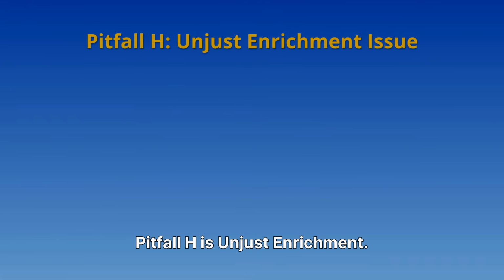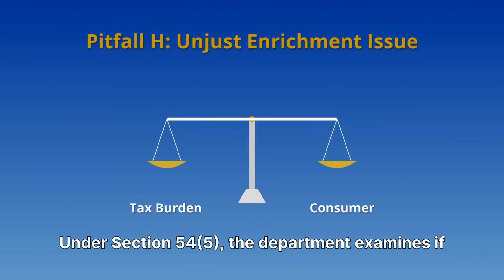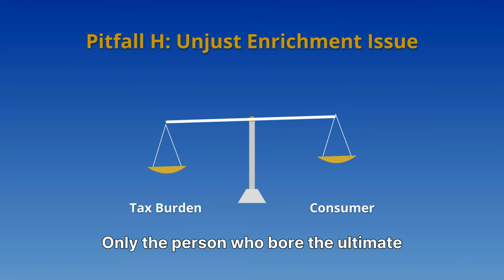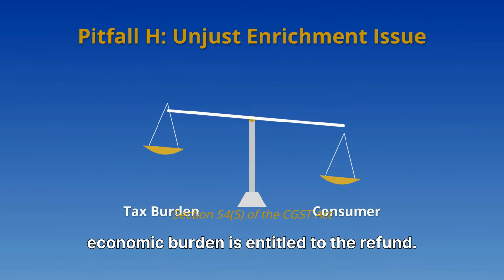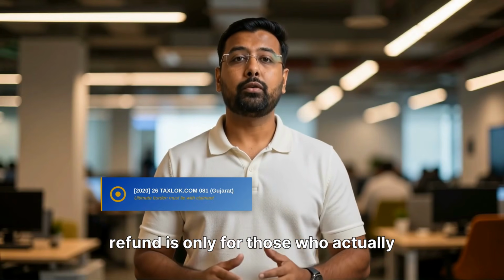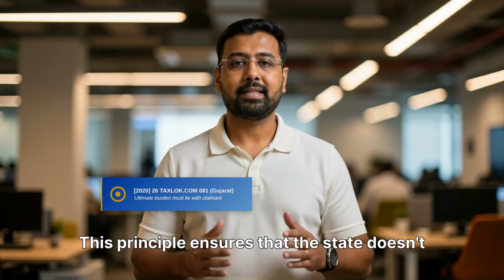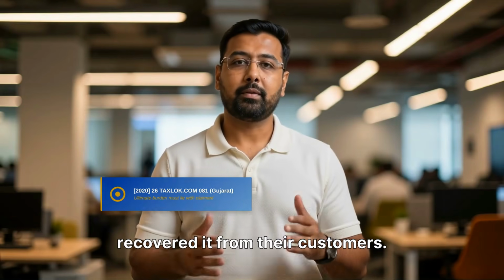Pitfall H is unjust enrichment. Under Section 54(5), the department examines if the tax burden was passed to another person. Only the person who bore the ultimate economic burden is entitled to the refund. The Gujarat High Court emphasized that the refund is only for those who actually paid the amount. This principle ensures that the state doesn't refund tax to someone who has already recovered it from their customers.